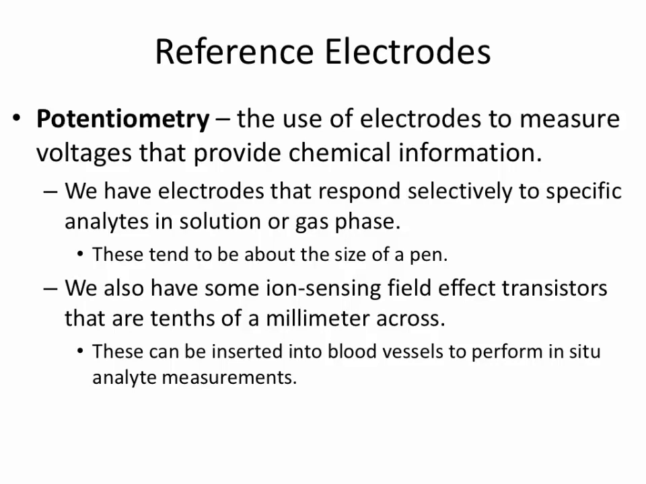So potentiometry is the use of electrodes to measure voltages that provide chemical information. Now we have electrodes that respond selectively to specific analytes in solution or in the gas phase. And these tend to be about the size of a pen, just like a pH electrode. We also have some ion-sensing field effect transistors that are tenths of a millimeter across, and these can be inserted into blood vessels to perform in situ analyte measurements.